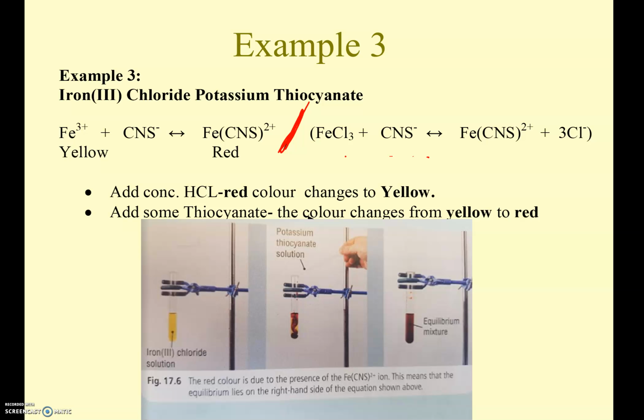If you add hydrochloric acid, it changes from red. This side is red, this side is yellow, exactly the same as what's over here. So if you add hydrochloric acid, it changes from red to yellow. Increasing your concentration of hydrochloric acid, increasing your concentration of Cl-, will shift equilibrium back over to this side, so it will go yellow.